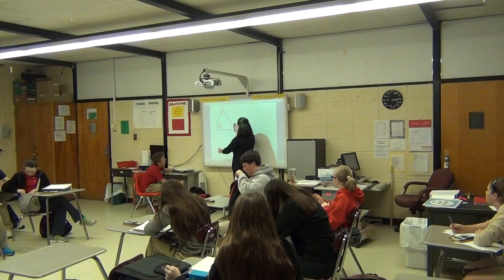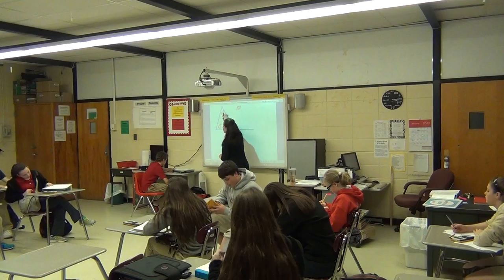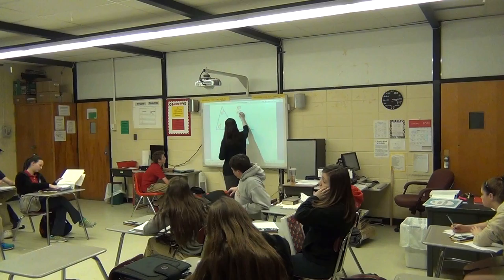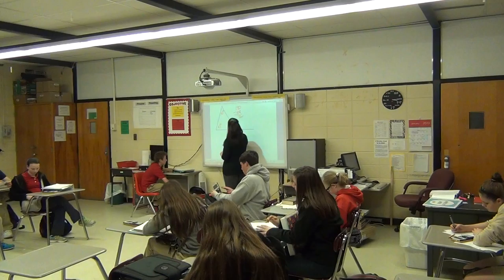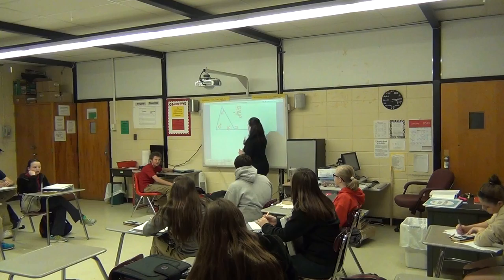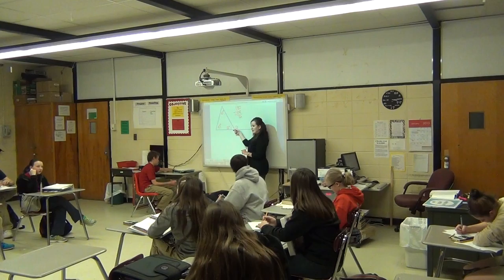All right. First of all, I need to find angle one. How do I find angle one, Chance? Angle one, you add the 47 and 61 together and take it away from 180. Yes. And 47 plus 61 is 108. I'm subtracting it from 180 and I get 72. Yes, sir. So 1 is 72 degrees.